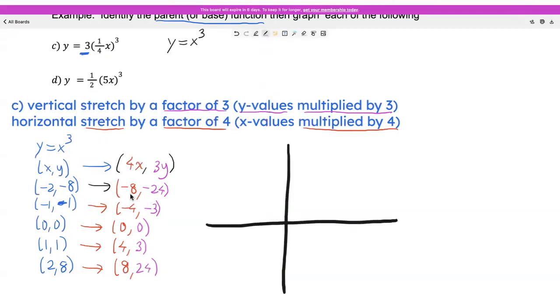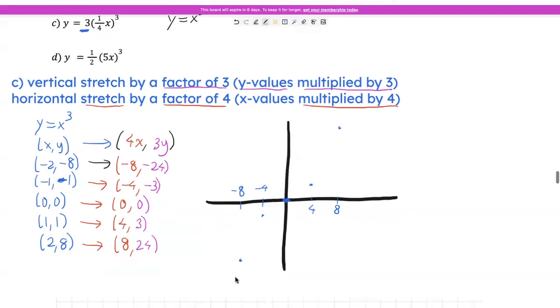Let's see. -8 is somewhere here with a -24 down here. -4 with a -3. 0 with 0. 4 with 3. And then 8 with 24. Let's say 24 is up here. And then I connect these 5 points. And there's my graph.